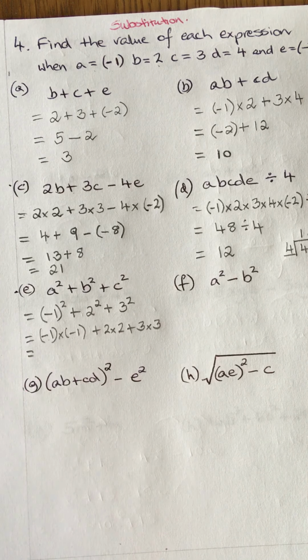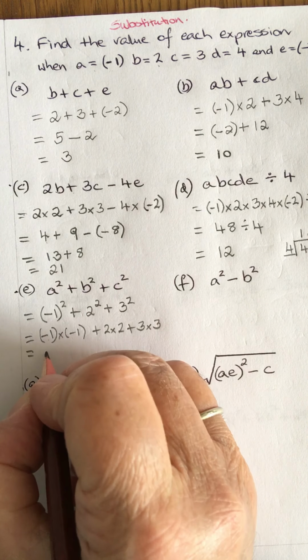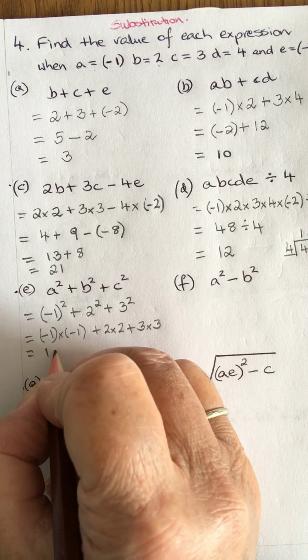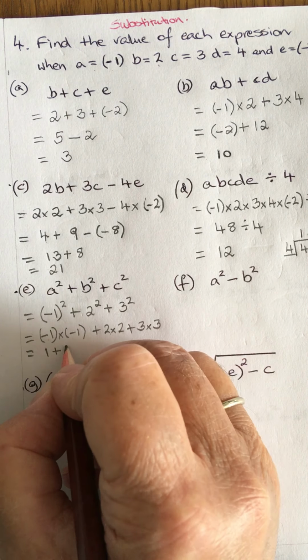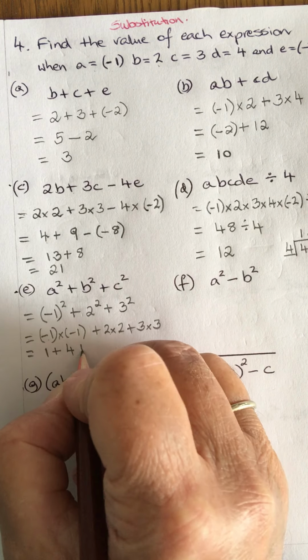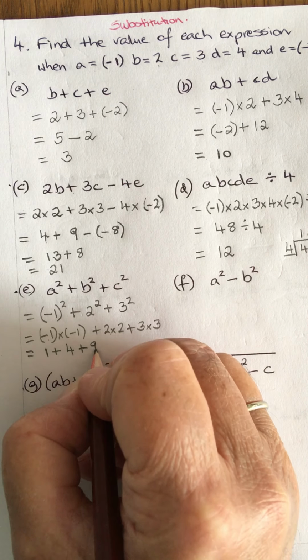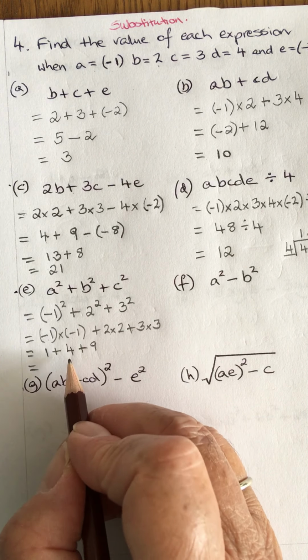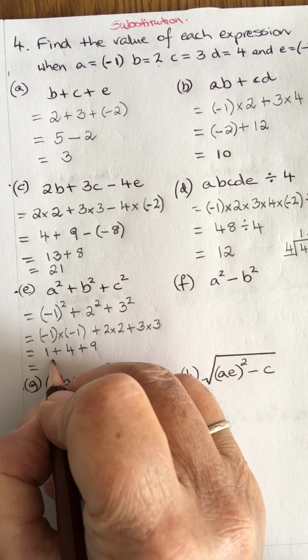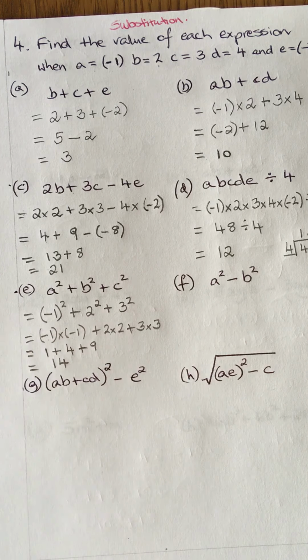Right, negative times a negative is positive. 1 times 1 is 1. Plus 2 times 2 is 4. Plus 3 times 3 is 9. Okay, so 1 add 4 is 5. 5 add 9 is 14. So the final answer is 14.